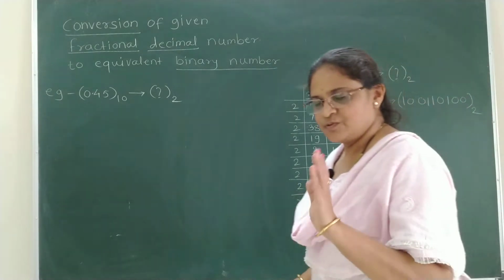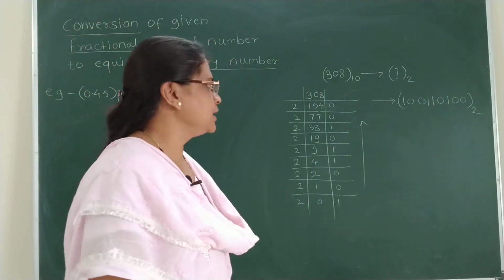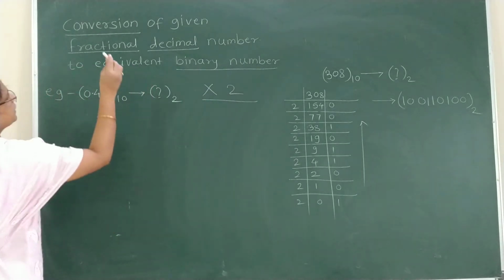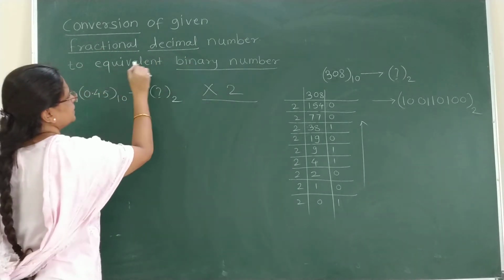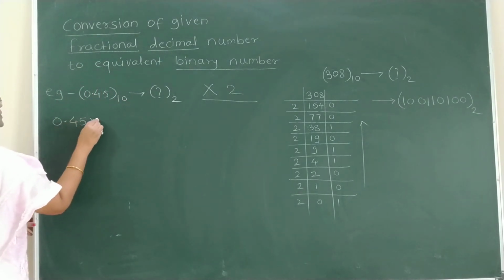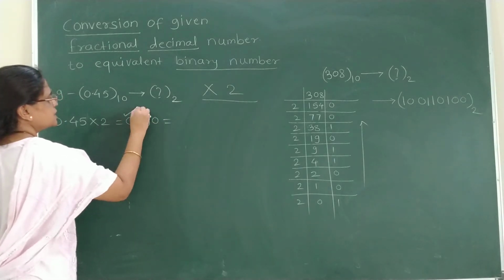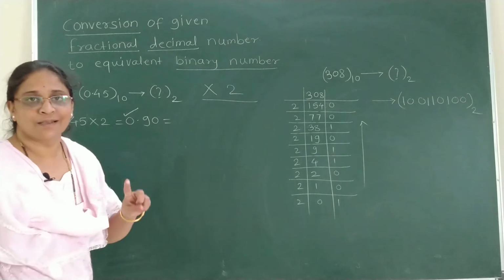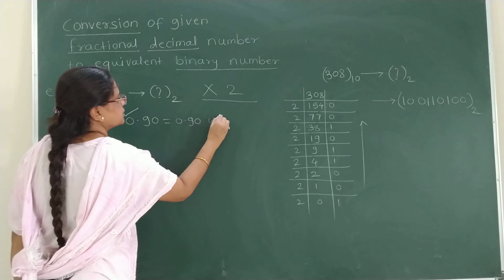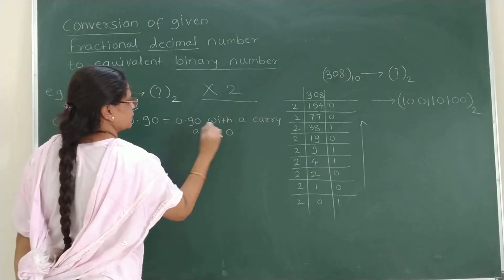So this is the first method that we studied in the previous session. Now we are going to study how the multiply by 2 method is used for conversion of a given fractional decimal number to its equivalent binary number. Here it is 0.45, it gets multiplied by 2, it becomes 0.90. Remove this integer position digit, either it may be 0 or 1. So 0.90 with a carry of 0.